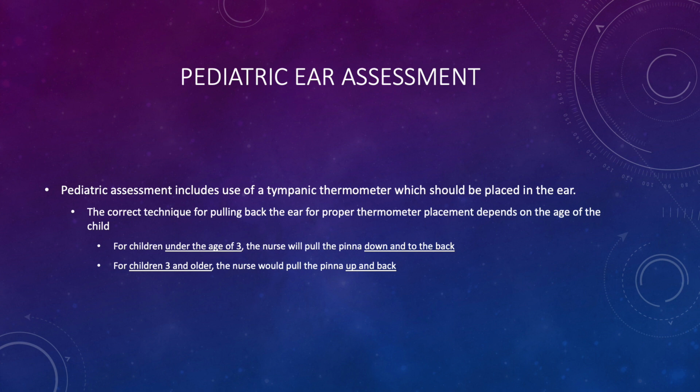So how do I remember this? All right, well, the way I think of it is 3 and older means we're going up, and I pull the pinna up and back. If they are under 3, I'm going down. Under means down, lower than. So I'm going down and to the back. So there's your hack for that one. And we'll move to the next slide.